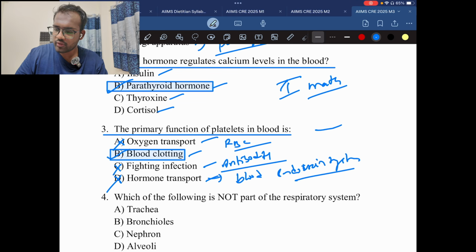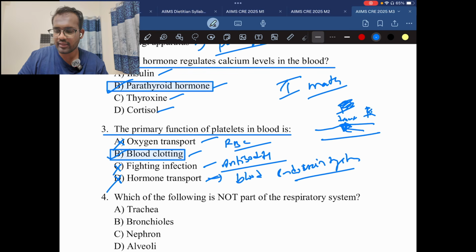Suppose this is the wound. Whenever there is a wound, first the platelets rush here and cover the wound. In the presence of calcium and vitamin K, it will form fibrin, a fiber-like structure, and fill this wound. That's how wound clotting and wound healing actually happen. So platelets always help in blood clotting.